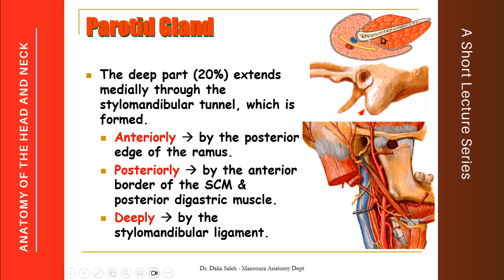So if we simply want to summarize the relations of the parotid gland, anteriorly we have the ramus of the mandible with the two muscles attached to it, the masseter and the medial pterygoid, and posteriorly we have the mastoid process and the styloid process and the muscles attached to them, the sternomastoid, the posterior belly of digastric. Deep to it lies the styloid process with the muscles attached to it. We can see in this picture the stylohyoid muscle, and deep here the stylopharyngeus muscle and also the stylomandibular ligament.